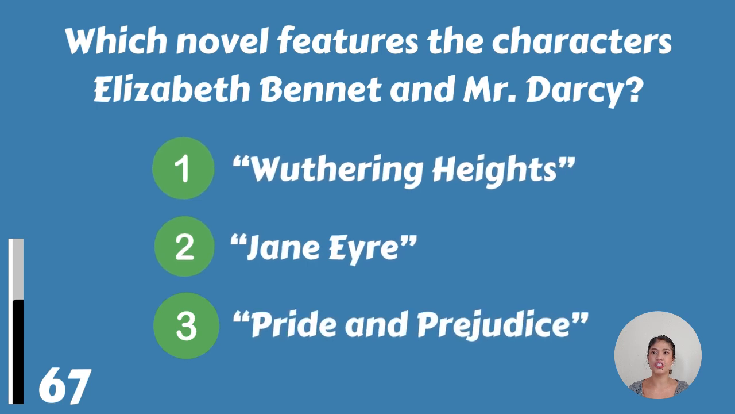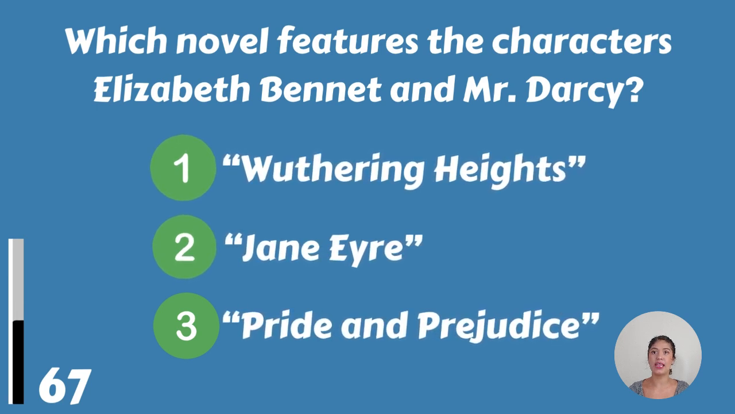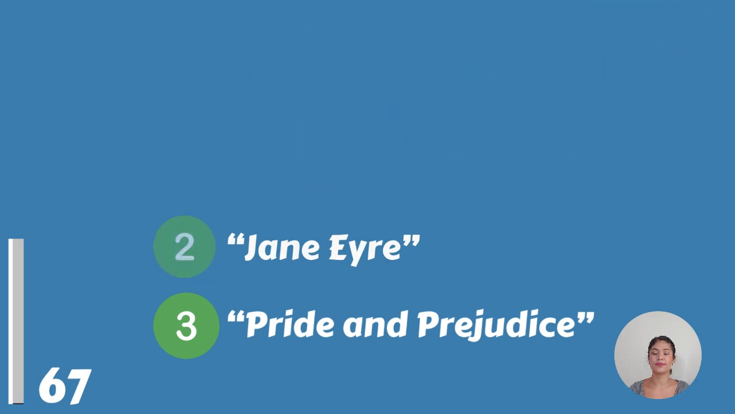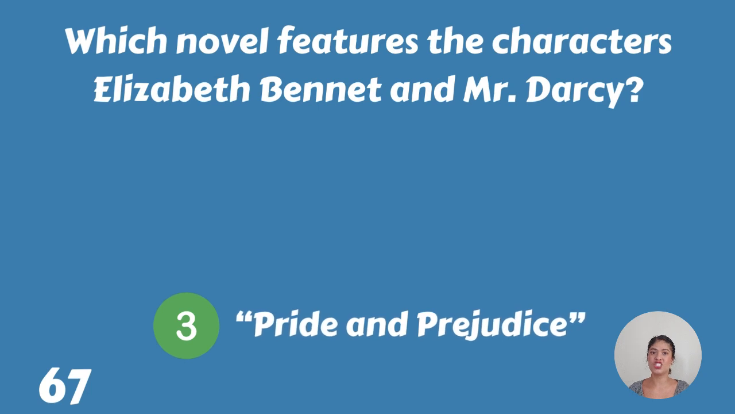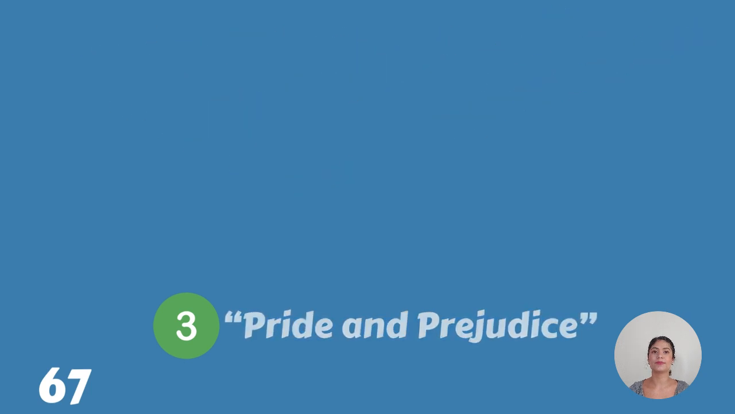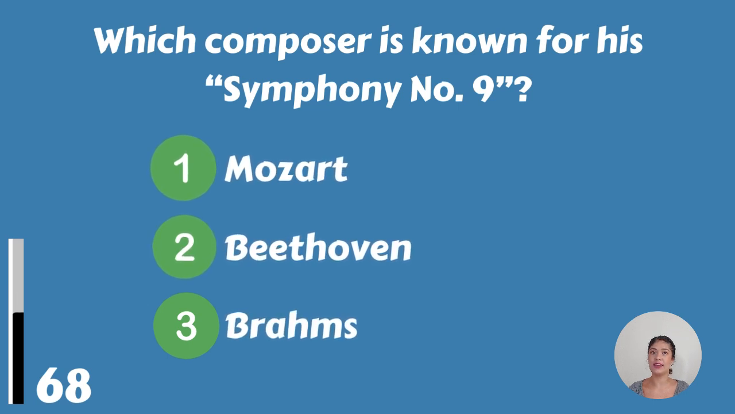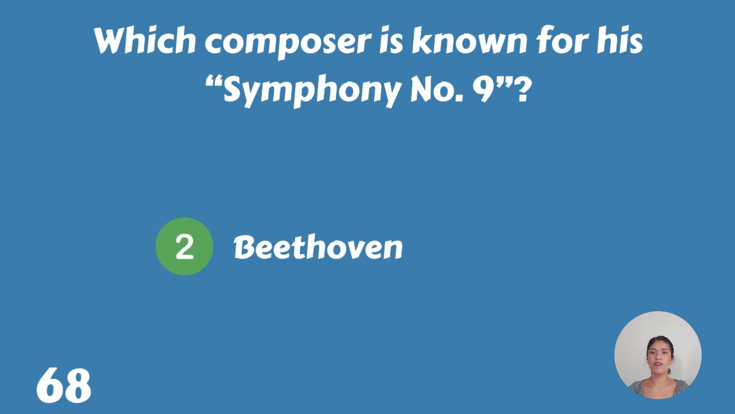Which novel features the characters Elizabeth Bennet and Mr. Darcy? Wuthering Heights, Jane Eyre, Pride and Prejudice. Pride and Prejudice. Which composer is known for his Symphony No. 9? Mozart, Beethoven, Brahms. Beethoven.